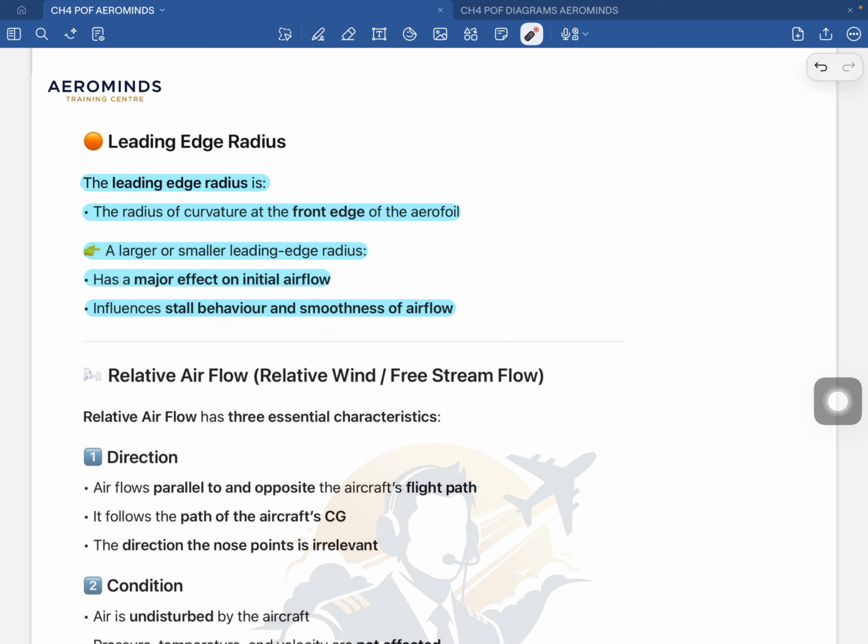Now, the wings with a larger leading edge radius generally have gentler stall characteristics, which is safer for training aircraft. I hope you guys understood this.